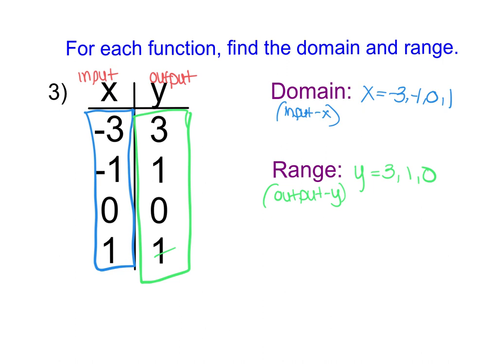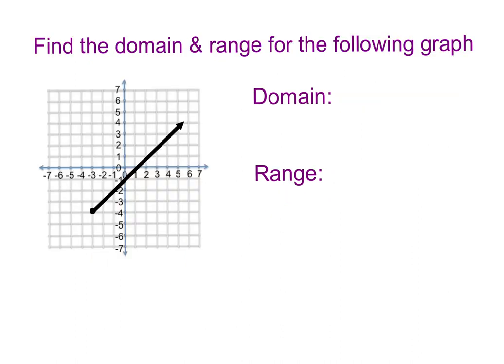But again, it's just listing out inputs and outputs. Now, where this starts to get a little bit tricky is when we have to find the domain and range of a graph with a line and an arrow. So you're going to notice something a little bit different on this particular graph. What you're going to notice is you have an endpoint down here saying that the line stops.